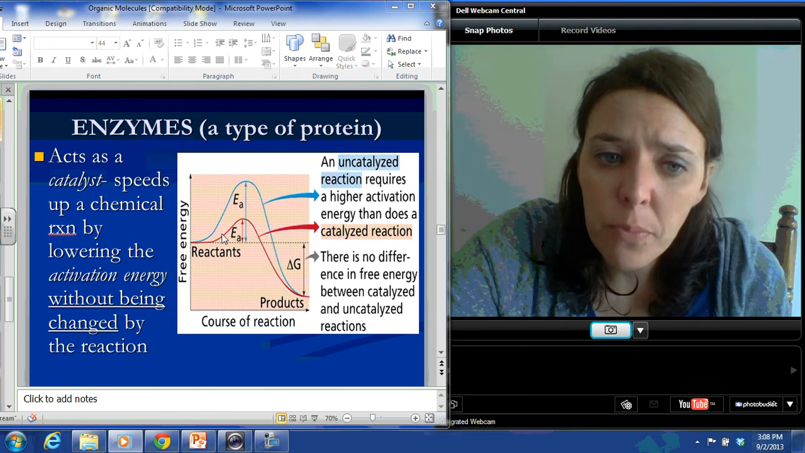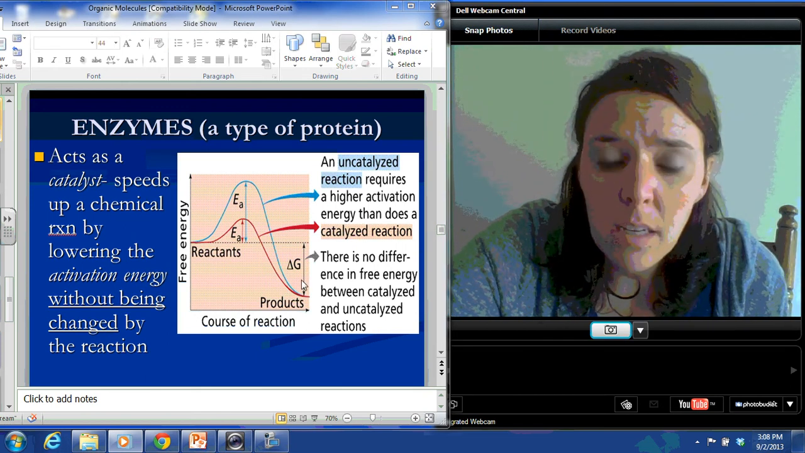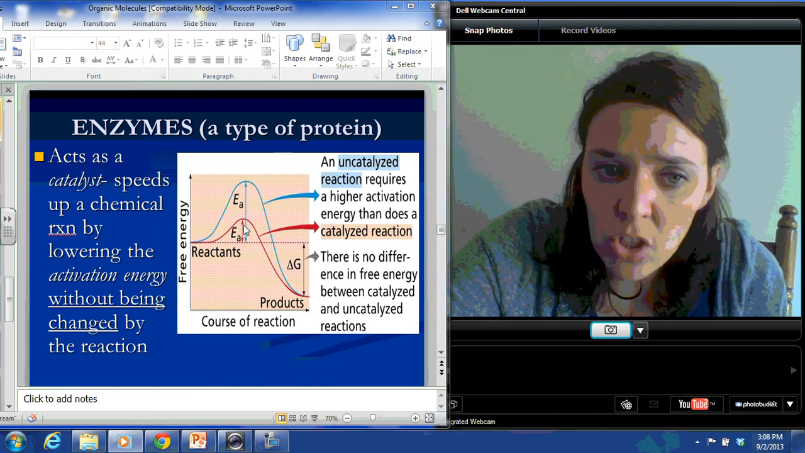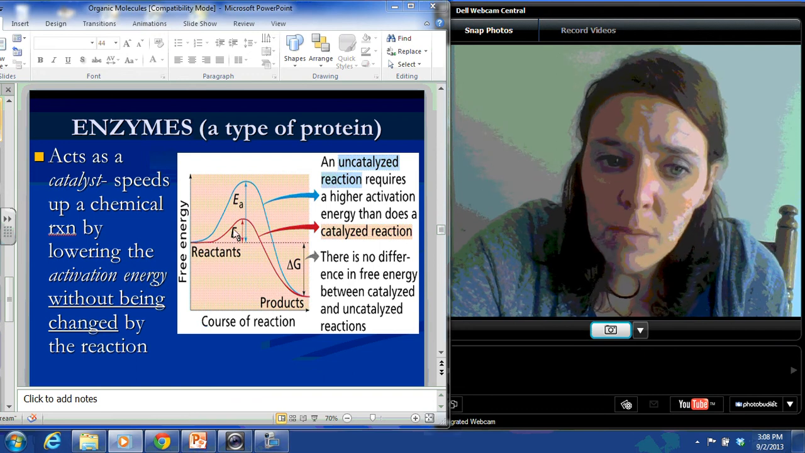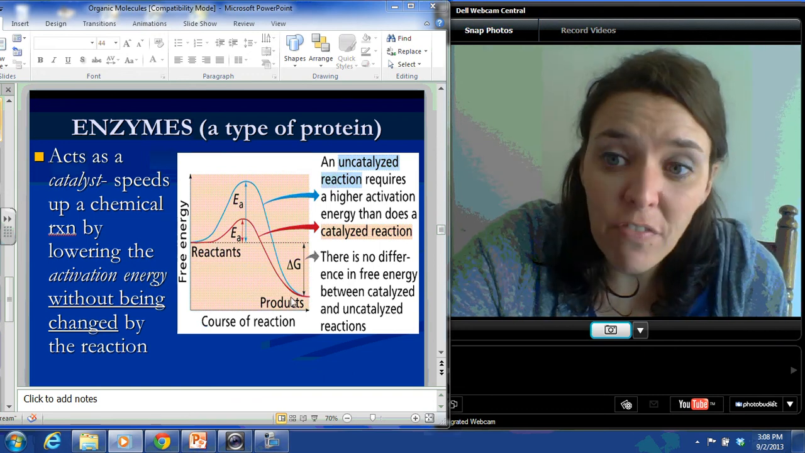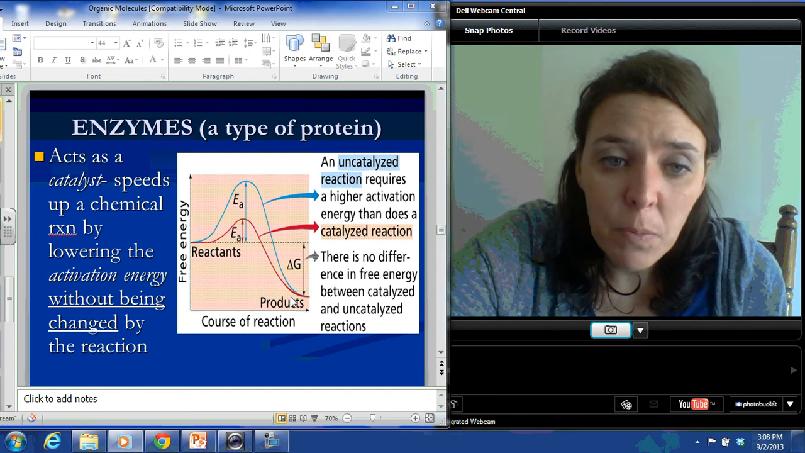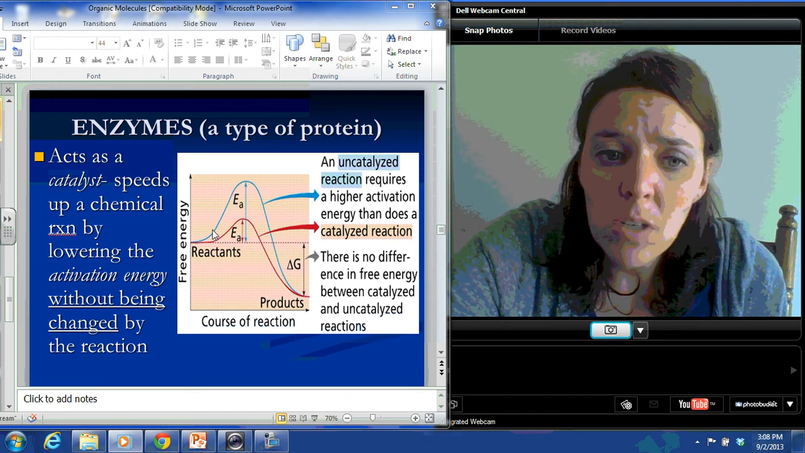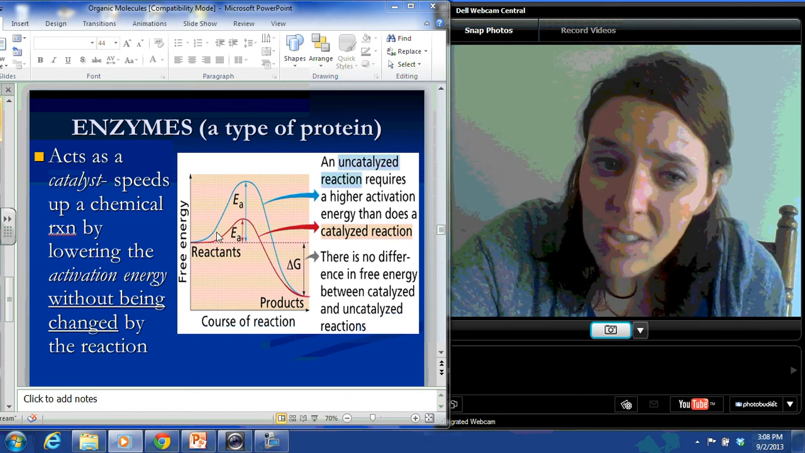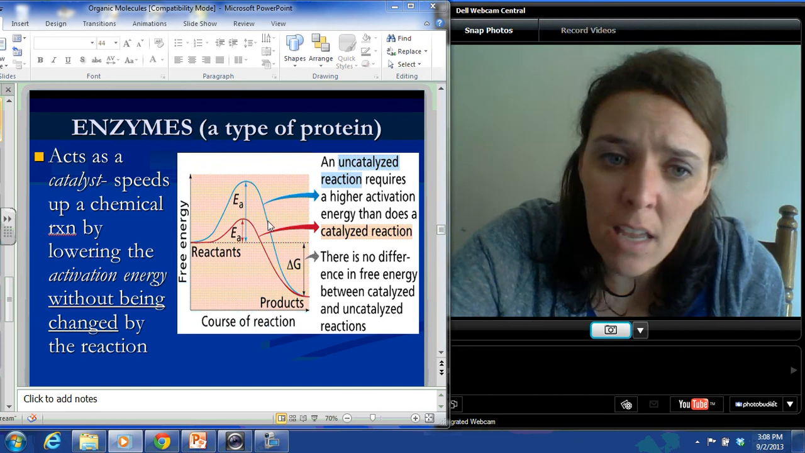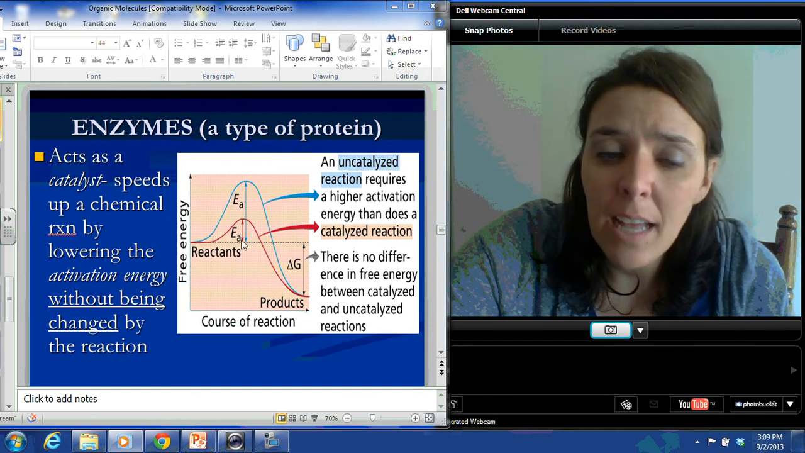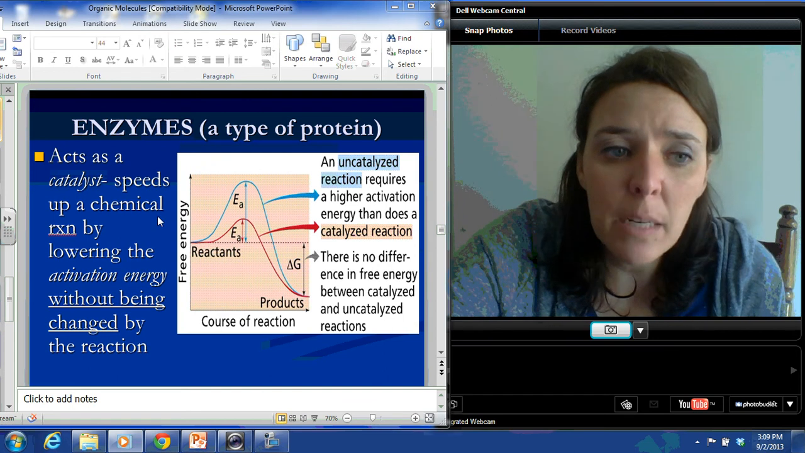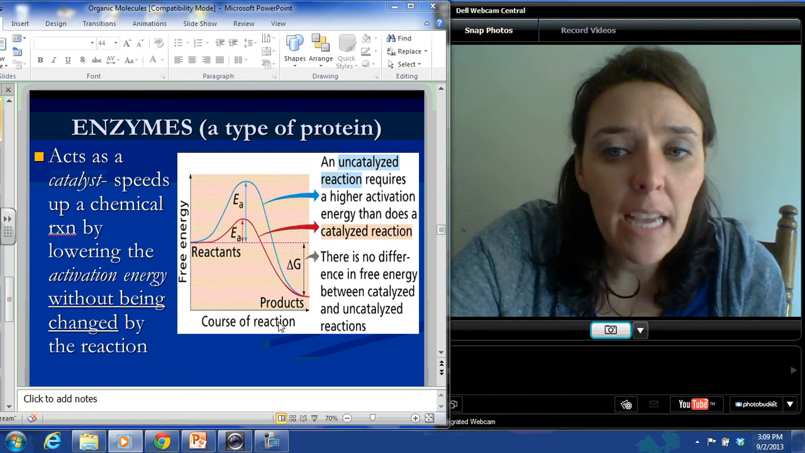Now this red line is showing what happens when enzymes are present, and you can see there's a lot less activation energy required. So these enzymes allow the reaction to happen much faster than if there were no enzymes present, because they lower the amount of energy needed to get started. Sometimes if enzymes aren't present, the reaction can never make it up this hill. It's just too steep. But when you add the enzyme, the reaction can happen much faster. So enzymes speed up a chemical reaction by lowering the activation energy.